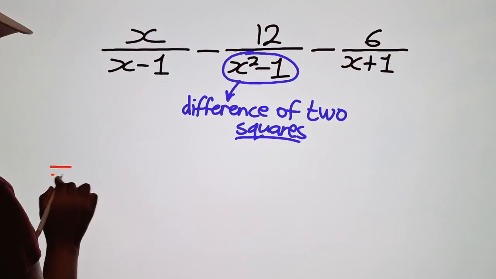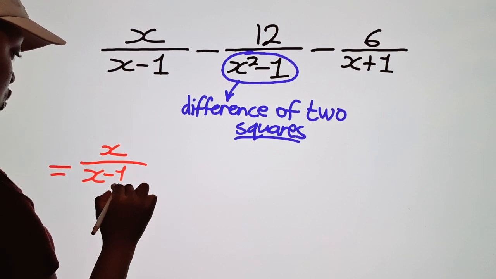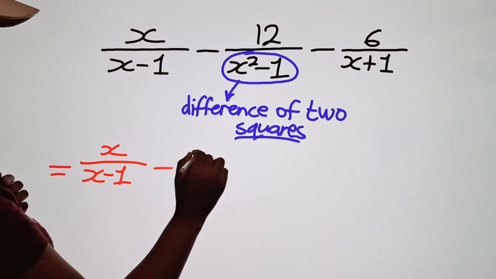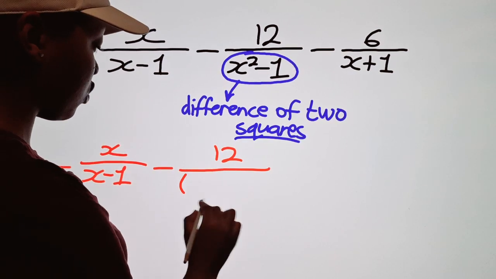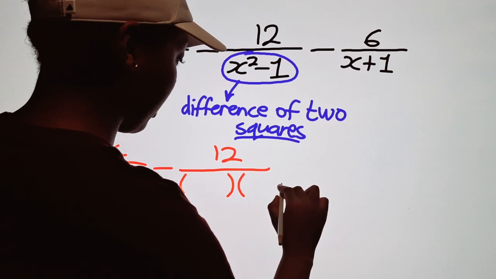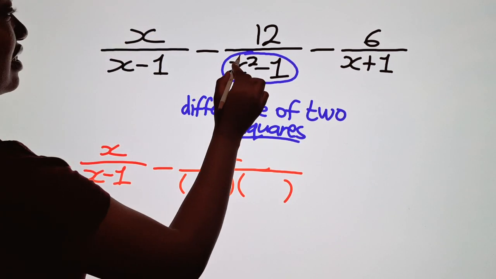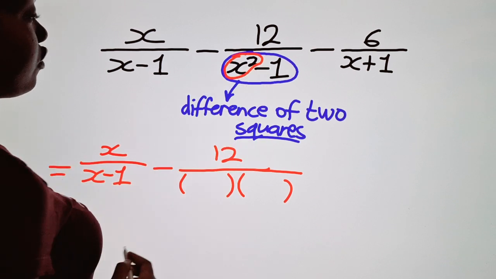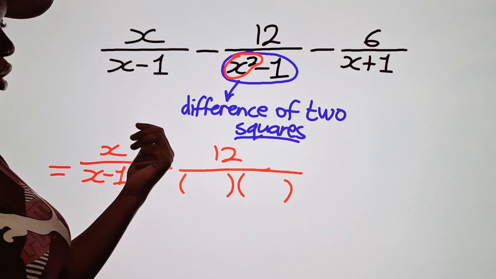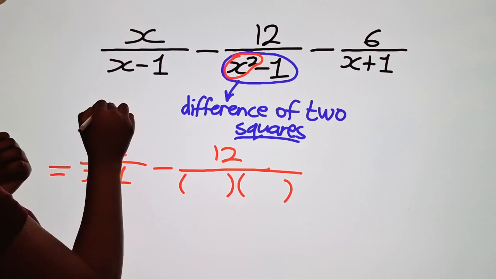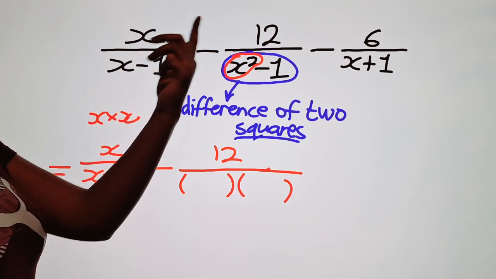I'm going to write equal to, then x over x minus 1, minus 12. Then we factorize it here. The difference of two squares, you factorize it firstly by opening two brackets like this. Then you look at the first square. You look for the square root of the first square. Our first square is x squared. What is the square root of x squared? It's x. Why? Because if you say x times x, it gives you x squared, meaning that x is the square root of x squared.